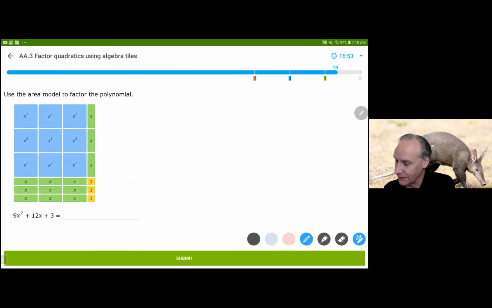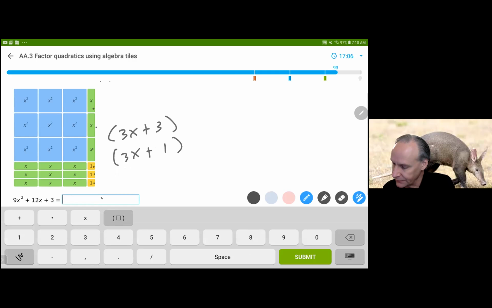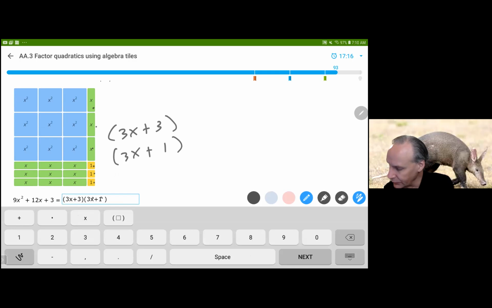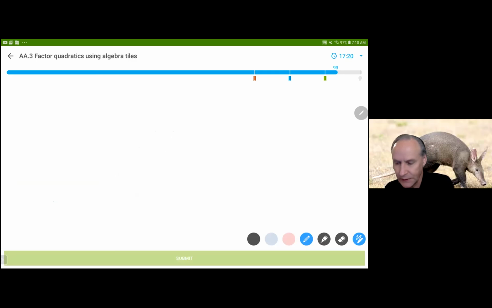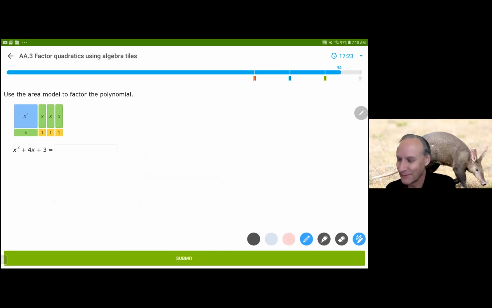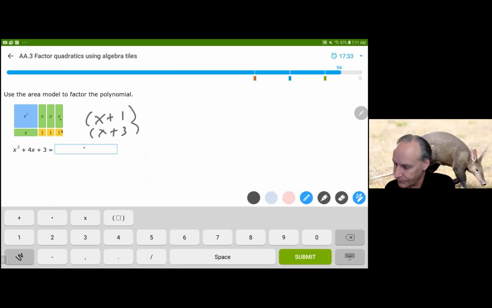Looks like they're going to really make us work for the end here since I made so many errors. We've got a 3x plus 3, 1, 2, 3x plus 1, 2, 3, and we have a 3x plus 1. That looks familiar. I think it's the same one. By the way, it doesn't matter what order you write them in. Oh, no space. I don't want a space. I just want to be done. Here we go. All right, we've got an x plus 1. There it is, x plus 1, and an x plus 3. That's all.